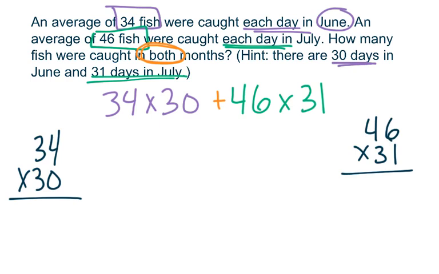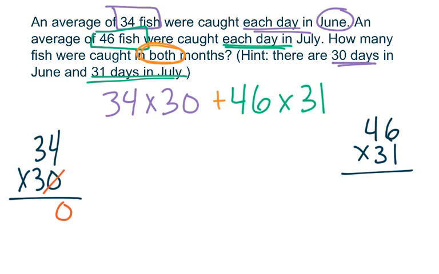I'm going to use regrouping to solve. So over here, when I'm multiplying and I have a number with a 0 at the end of the number, like the number 30 or 20 or 50, whatever, I'm going to cross that 0 out and place it down in my product. This is like my placeholder. I don't have to multiply 0 times 4, 0 times 3. It's going to give me 0.